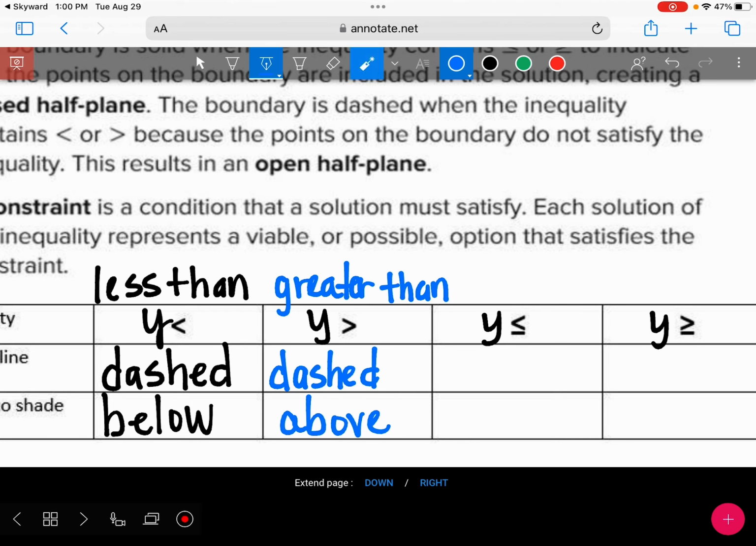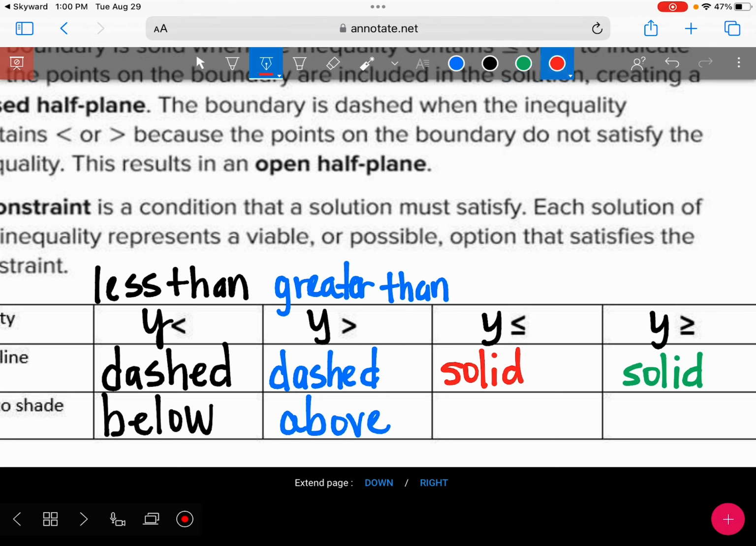Notice that the next two have a solid line underneath the inequality. That means an equal to. When you see a solid line, we graph it with a solid line. So this is going to be a solid line, and this one is solid.